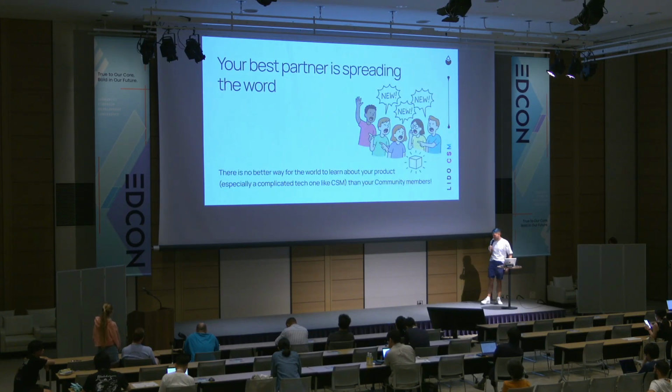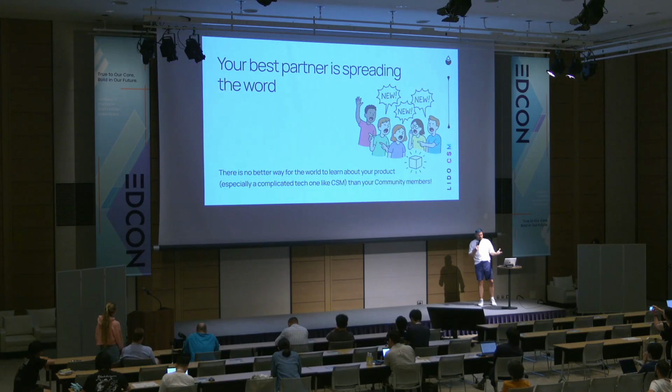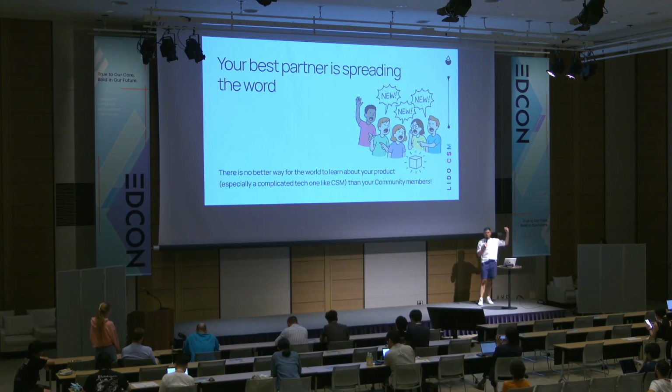The next thing is that your community is your best partner in spreading the word. What do people typically do in crypto? They spend a hell of a lot of money on marketing. CSM has the lowest marketing budget in Lido and probably one of the lowest budgets in a well-known crypto project. But still, there are more than 400 node operators already. And I believe that it is all thanks to the community that we have around CSM.